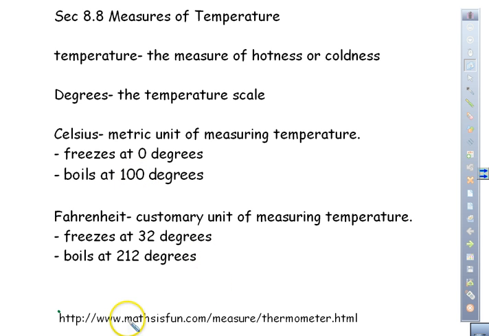Okay? If you want to take some time, you can go on to mathsisfun.com/measure/thermometer.html. You can copy this link if you like and go on to it, and it'll do the conversions for you. So it's kind of a little different way of looking at those. And we'll try to attempt to do some of that in class as well to get a better feel for that.